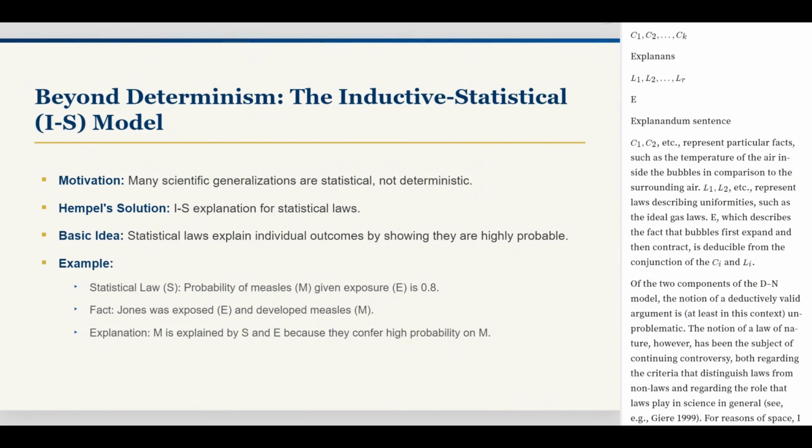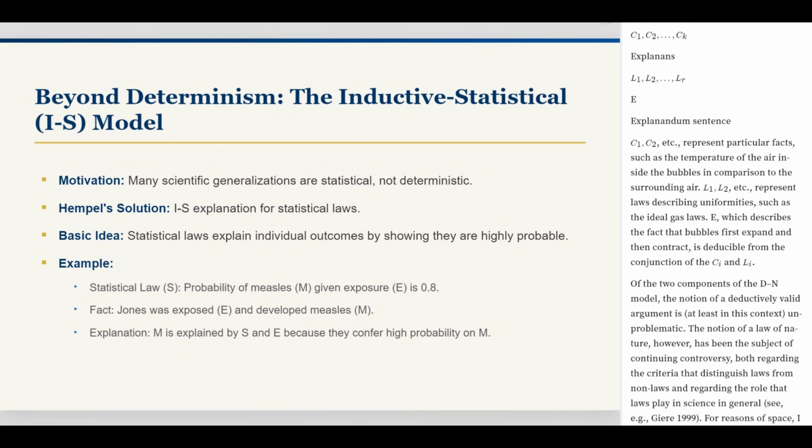Okay, so the DN model works great for deterministic laws, things like E equals mc squared, where if you know the inputs, you know the output with certainty. But what about the messy probabilistic world of statistics? Hempel, being a smart guy, realized his model needed an upgrade. Enter the IS model, inductive statistical.